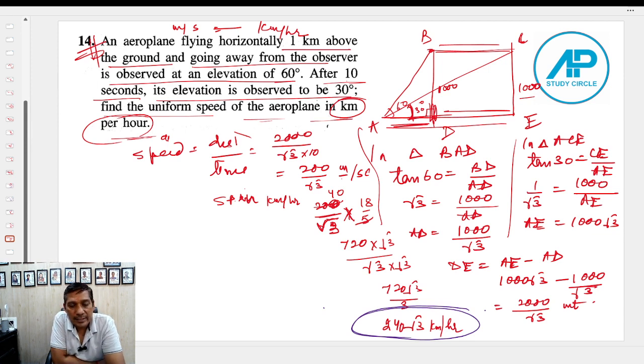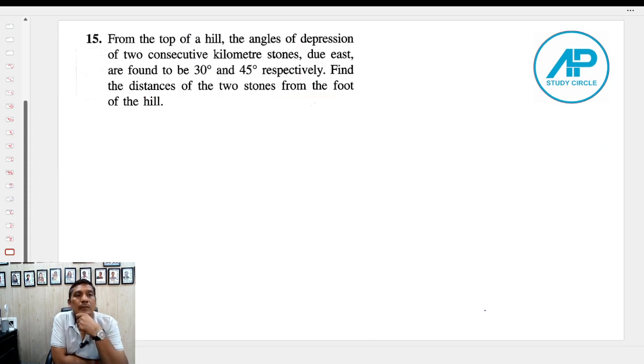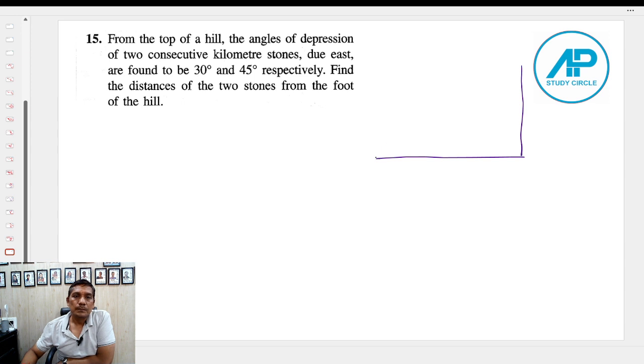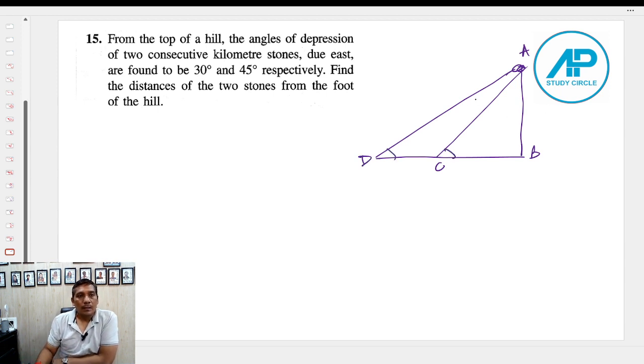I should take one more question, I think. From the top of the hill, the depressions of two consecutive kilometer stones. So I think I have covered two exercises of the chapter. The word is kilometer stone. क्या मतलब है इसका? कि दो स्टोन के बीच में एक किलोमीटर का फासला है.